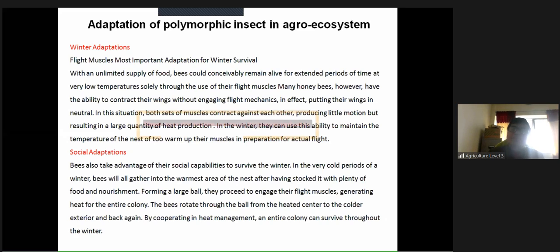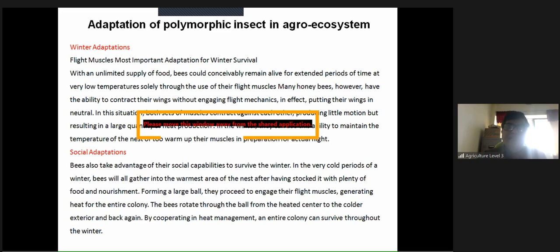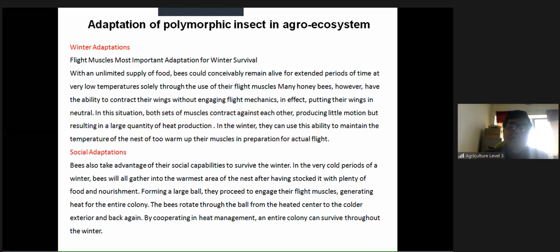The bees rotate throughout the ball from the heated center to the colder exterior and back again. It means heat is usually produced at the center, but the individuals near the center go to the periphery, while the individuals on the peripheral region come to the center. This way, they share their place and the produced heat with each other.